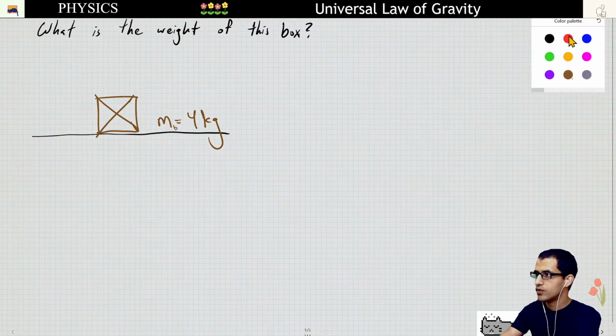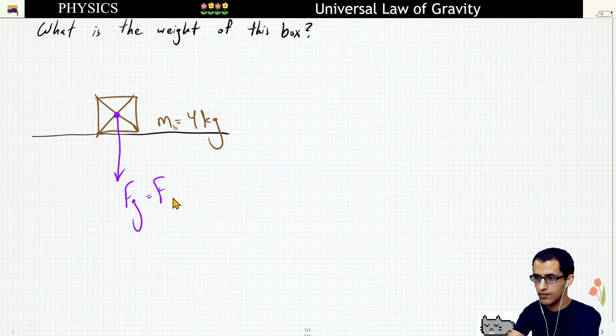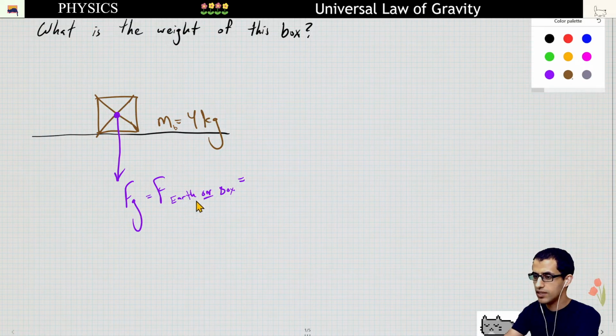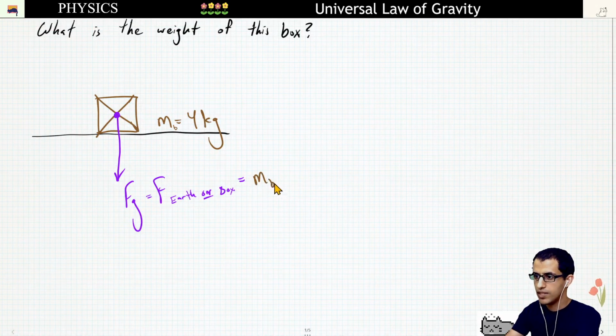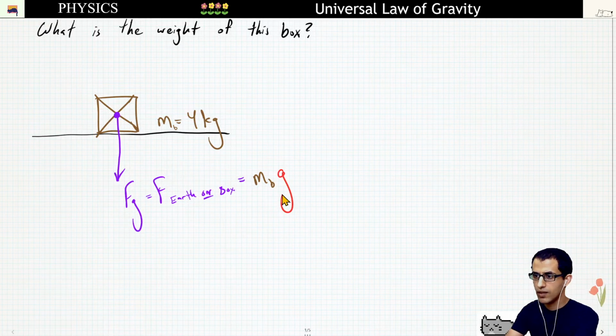So we learned to draw free body diagrams and say that there is a force of gravity pulling down on this object. And this is the force of the Earth acting on the box. And we solve for this by multiplying the mass that we're interested in, in this case, m sub b for mass of box, multiplied by g, which is the gravitational field of the Earth.